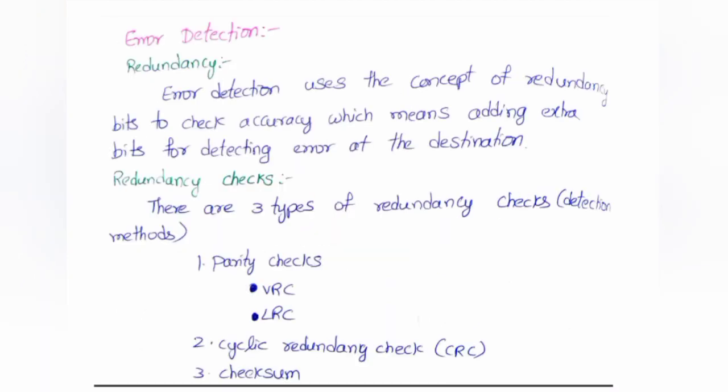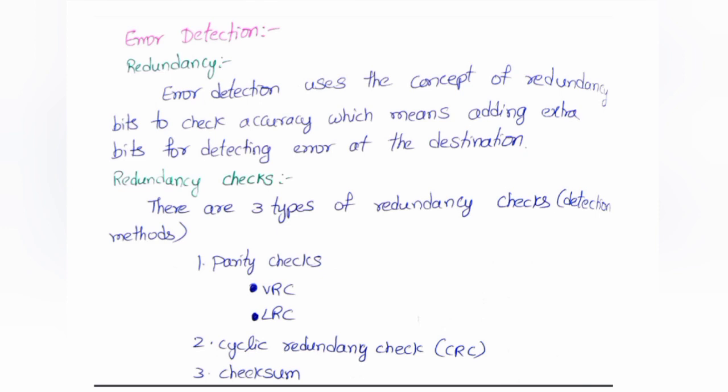Next we will see what are the different types of error detection mechanisms. Before that, we will see what is meant by a redundancy bit. Error detection uses the concept of redundancy bits to check accuracy, which means adding extra bits for detecting errors at the destination. Error detection means that while transferring the data, if there is any loss of data, the receiver will detect whether an error has occurred in the particular message. So the receiver does the error detection here.